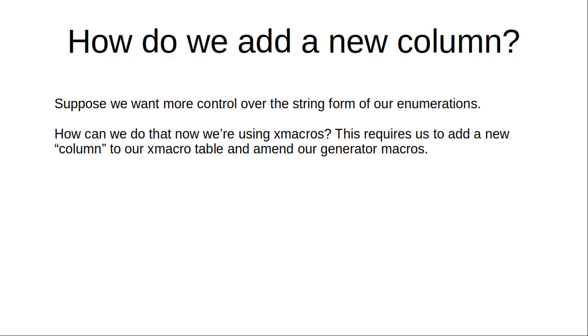How do we add a new column? Suppose we want more control over the string form of our enumerations. How can we do that now that we're using cross macros? This requires us to add a new column to our cross macro table and amend all of our generator macros passed to the table by adding a new formal argument.